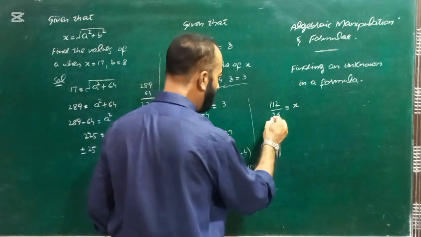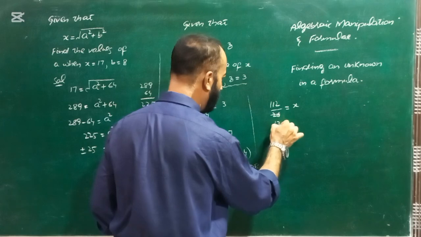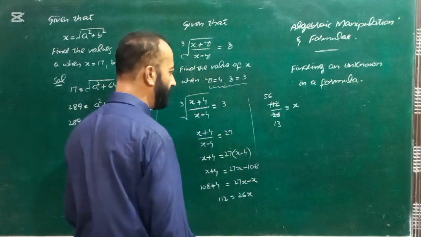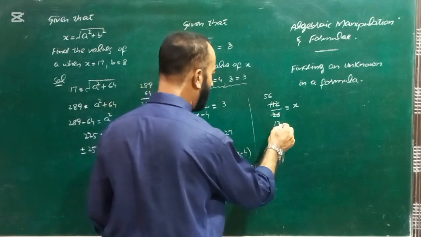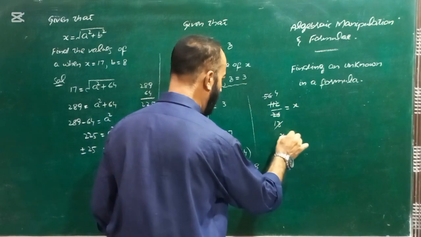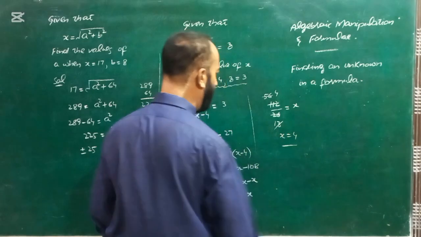So cancel the values in the same table. 2 ones are 2, 2 threes are 6, 2 fives are 10, 2 sixes are 12. And now 13 fours are 52. So x is equal to 4 is the answer.